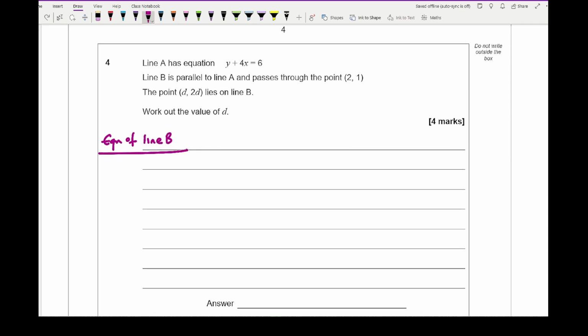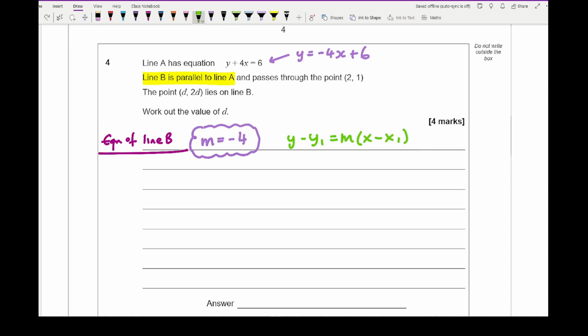Well, we know that line B is parallel to line A, and so if we work out the gradient, if I just write this in the form of y equals mx plus c, we get minus 4x plus 6. So that means that line B, if it's parallel, is going to have a gradient value of minus 4. Let's put a little bubble around that. So then to find the equation of line B, I use the equation of y minus y1 equals m times x minus x1, and substituting the values in, this value here is my x1, this value here is my y1, I get y minus 1 equals minus 4, x minus 2.